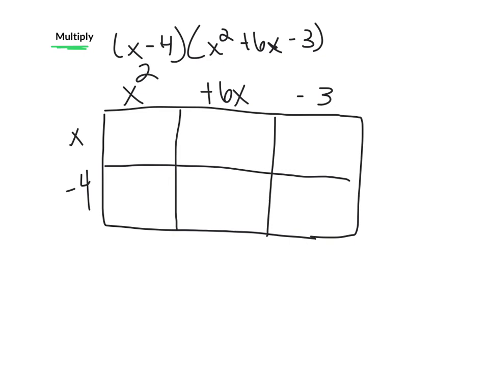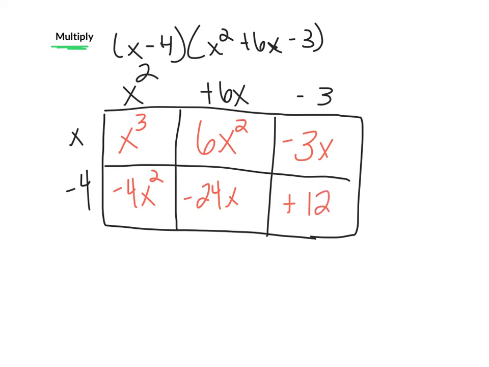X squared times x is going to give me x to the third. 6x times x is going to give me 6x squared. Negative 3 times x is going to give me a negative 3x. Negative 4 times x squared gives me negative 4x squared. Negative 4 times 6x is going to give me a negative 24x. Negative 4 times negative 3 is going to give me a positive 12.